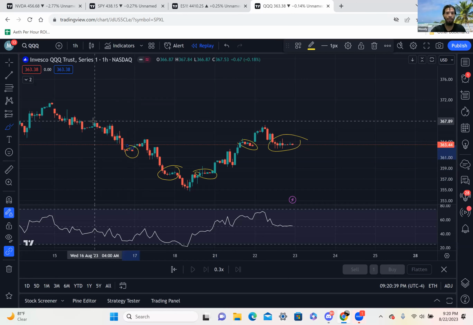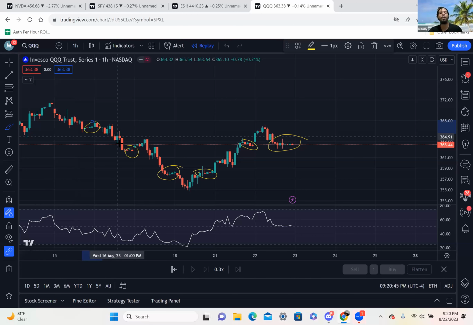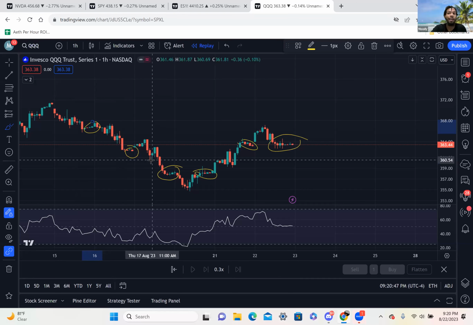So now that I was able to identify some consolidation, when a stock is consolidating, it is not that it always breaks out, right? Now, let me rephrase that. It depends on the security that you're trading, right?